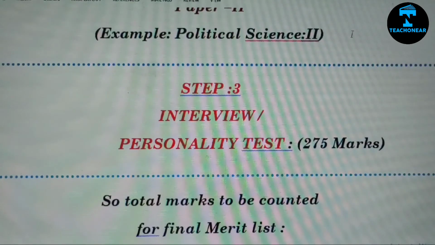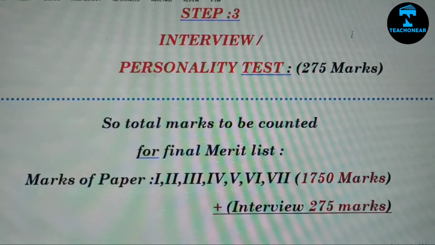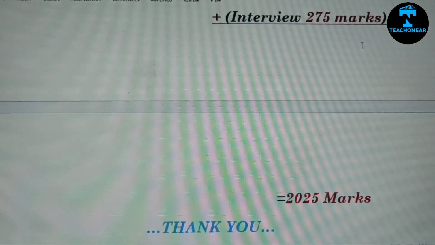Okay, now come to the last point, the final step or step 3, that is the interview or personality test. It is a total of 275 marks. The interview consists of 275 marks, and so let us do the mop up round. So the total marks to be counted for the final merit list: marks of paper 1, 2, 3, 4, 5, 6 and 7, that is a total of 1750 marks, and the interview 275 marks. So the total of 2025 marks are counted for the final merit list.